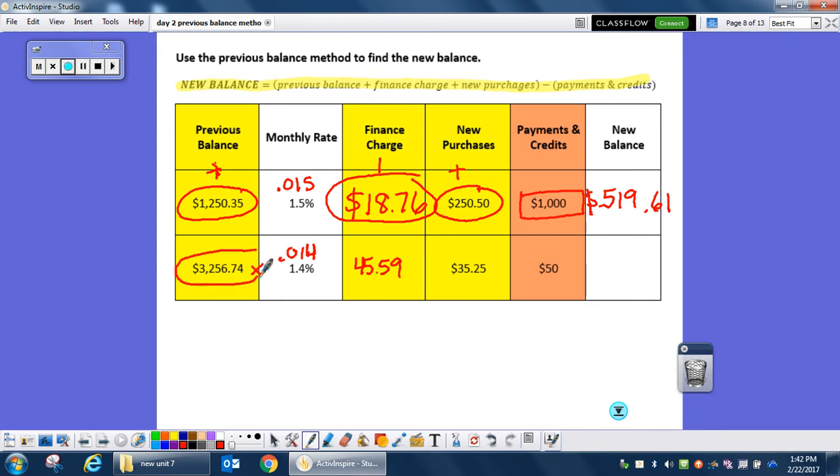Then you still have to pay the previous balance. You have to now pay the finance charge, and you made new purchases. And you only made a $50 payment. So you take out the $50. So add, subtract. So if you want to color code, that might be a good idea. You still owe $3,287.58. So this person isn't making a very good payment because they're spending a lot more than they're actually paying off. Okay?